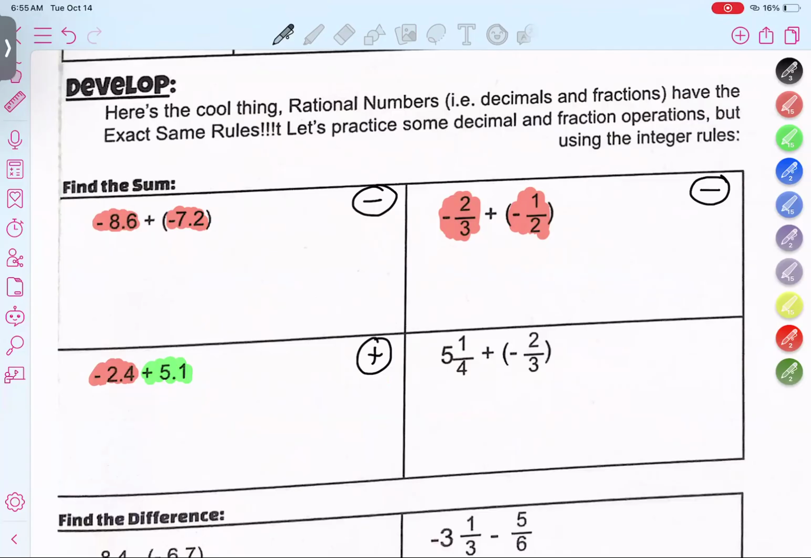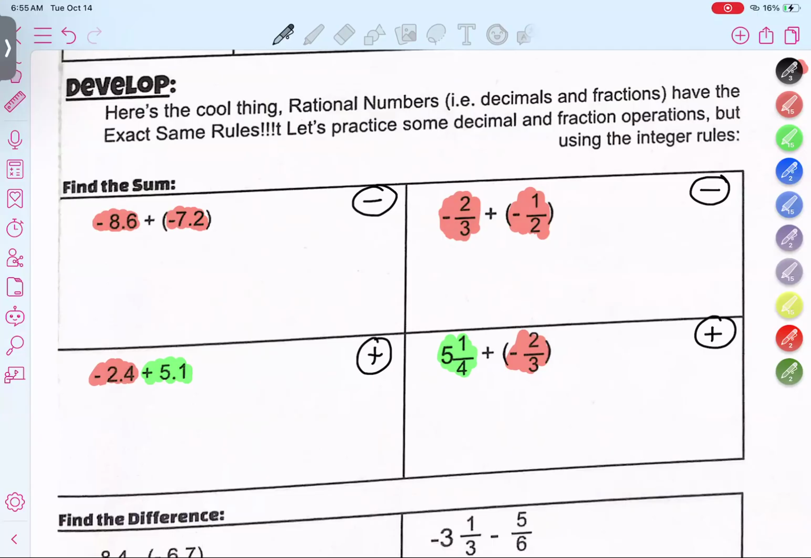Then we have a positive 5 and a fourth and a negative 2/3. So if I have a positive 5 and a fourth and a negative 2/3, we have two different signs. So we just need to decide which one is bigger. And in this case, the positive number has a whole number and the negative number does not. So we're going to have a positive answer. So now that we know that, we can go back through and we can just do our addition like normal. We don't have to think about our positives and negatives.